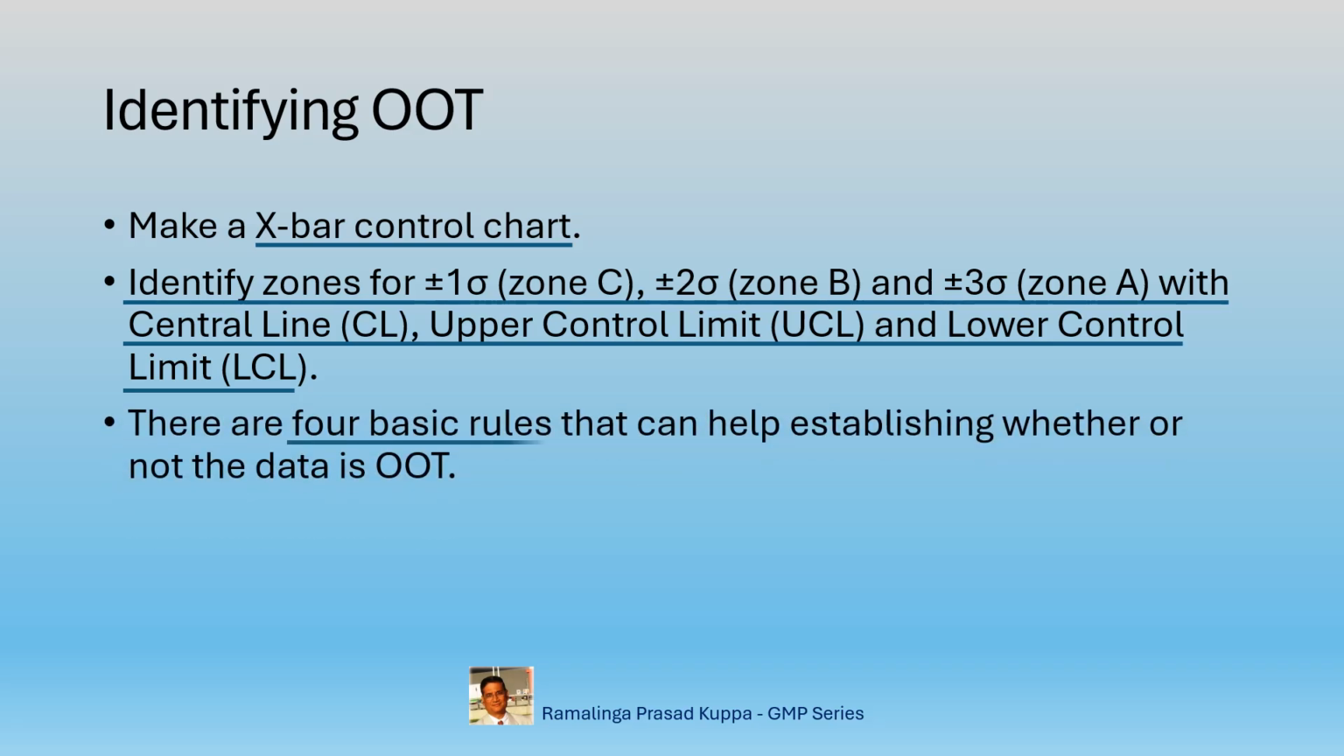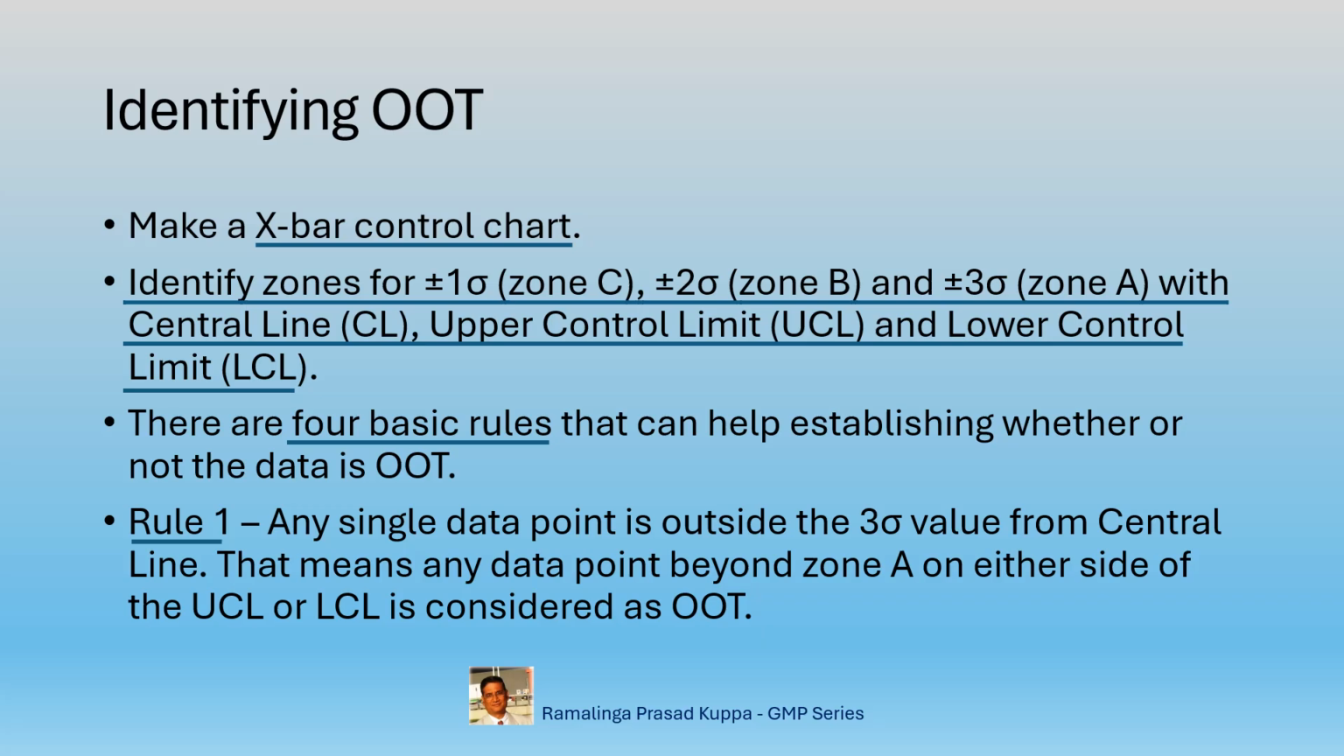There are 4 basic rules that can help establishing whether or not the data is OOT. There are 8 more rules in addition to these 4. Initially, these 4 rules may be adopted.